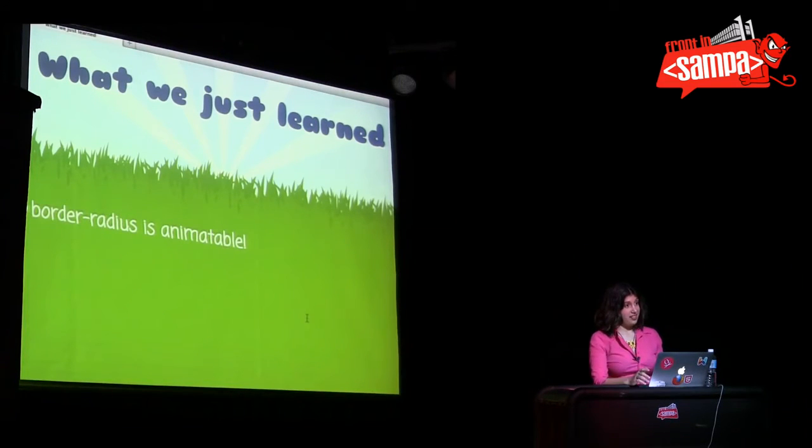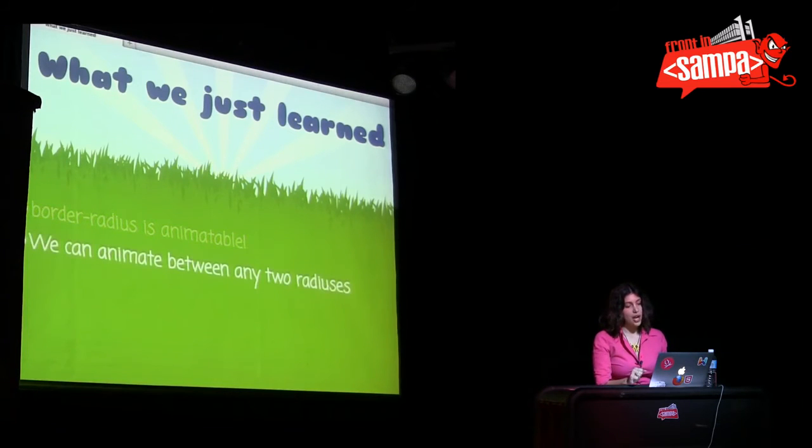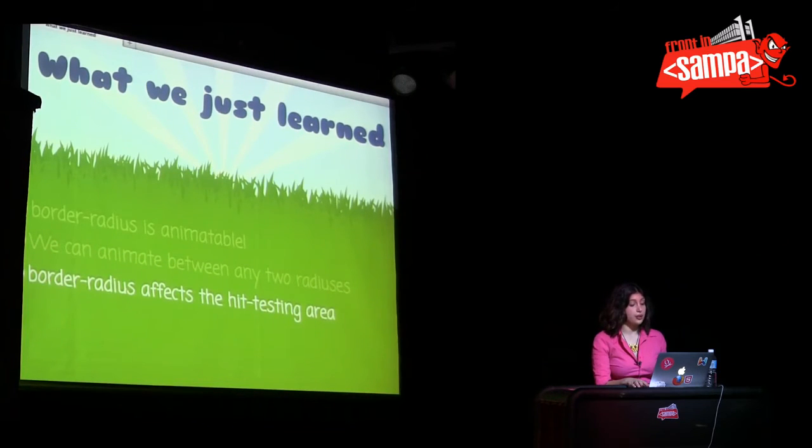So what we just learned, border radius is animatable. Yay. We can animate between any 2 radiuses, because they all get converted to the same thing. Border radius affects the hit testing area. Oh, I didn't show you that.